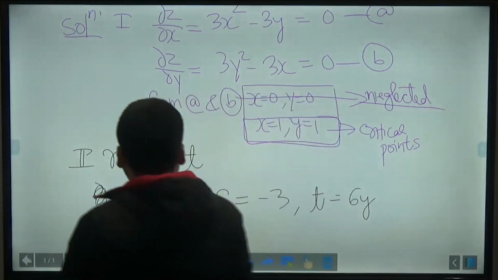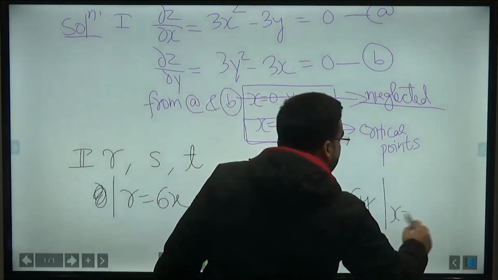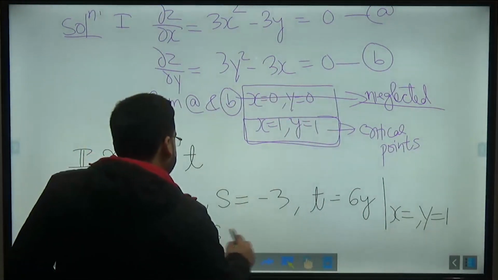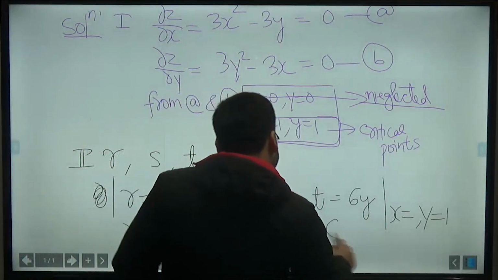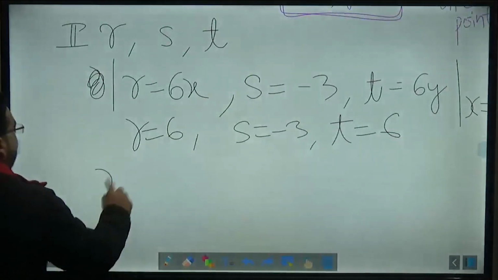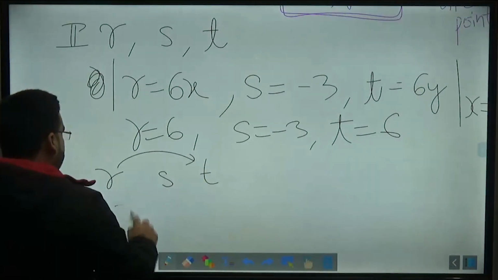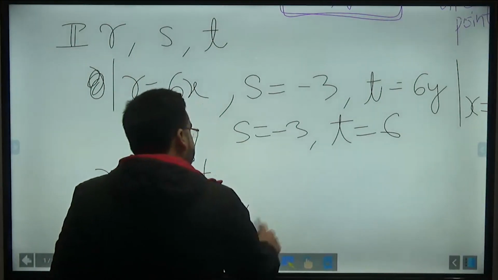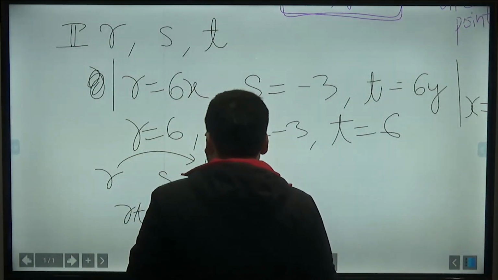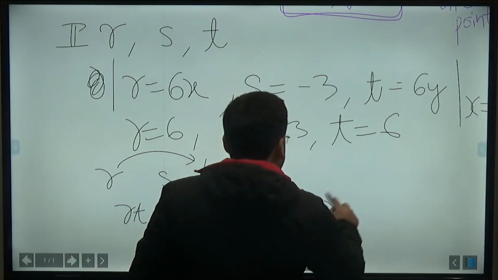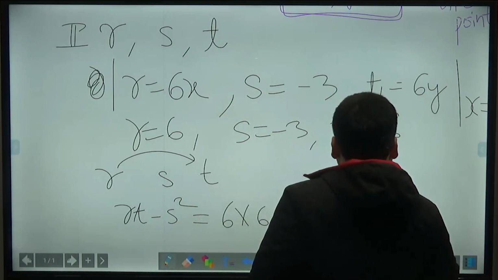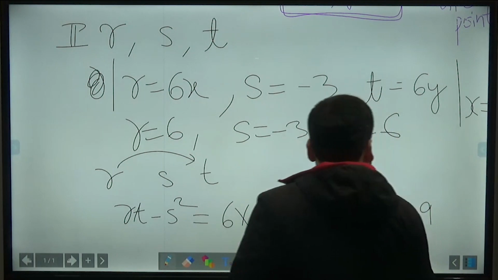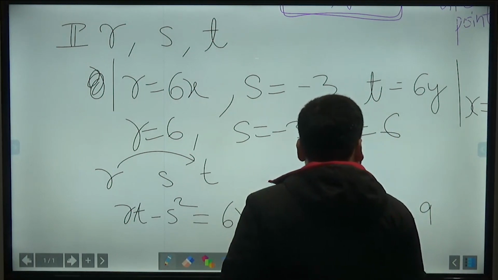Let us find the values of all these at x equal to 1 and y equal to 1. If you put 1 and 1, R will be 6, S will be minus 3, and T will be 6. Now what do we have to find? R into T minus S squared. That is 36 minus minus 3 whole squared, 36 minus 9, which is 27.